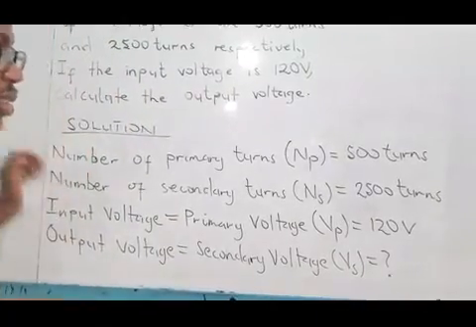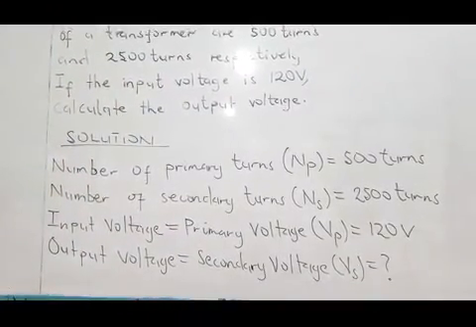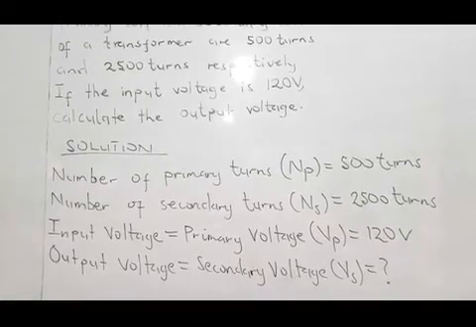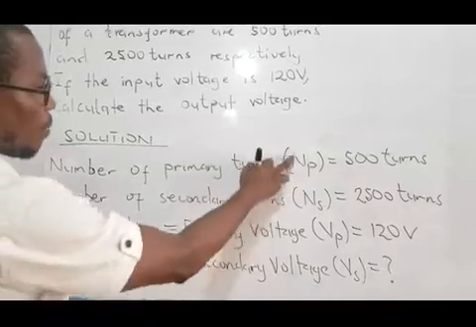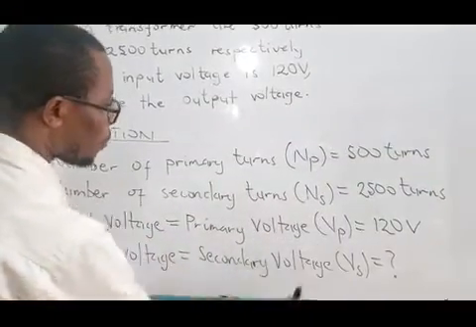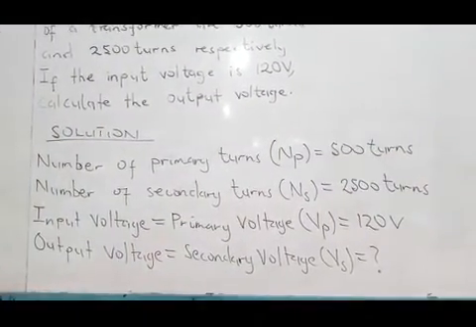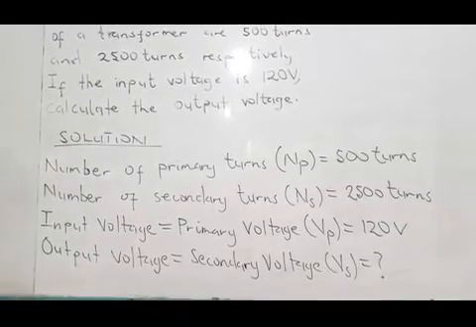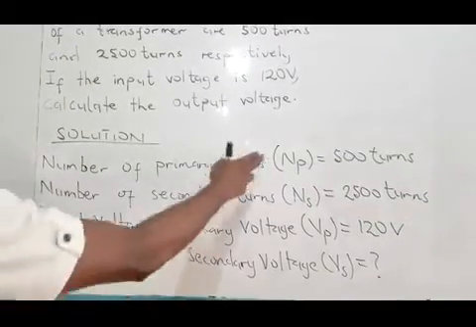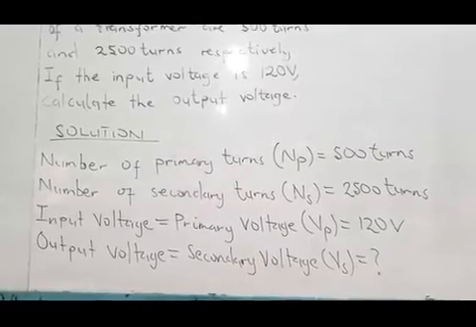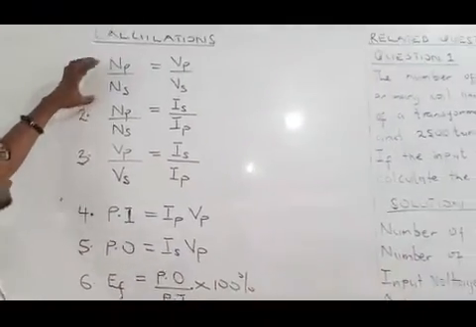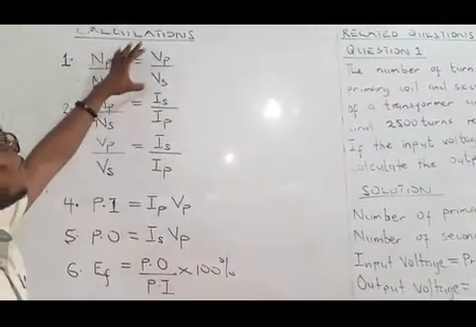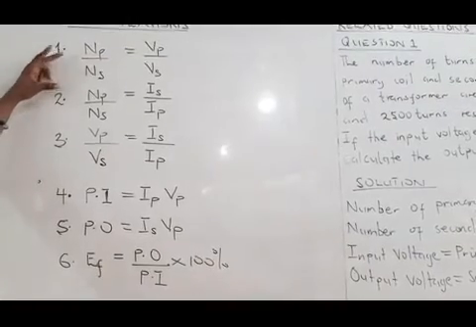That should tell you that you are actually wrong. So the voltage we are going to calculate has to be higher than the primary voltage. Now, this is a question involving number of turns and voltage. From the equations we've looked at, we're going to look at the equation that connects the number of turns to the voltages. If you look at the first three equations, it is equation 1 that connects the number of turns to the voltage. So we're going to make use of equation 1.